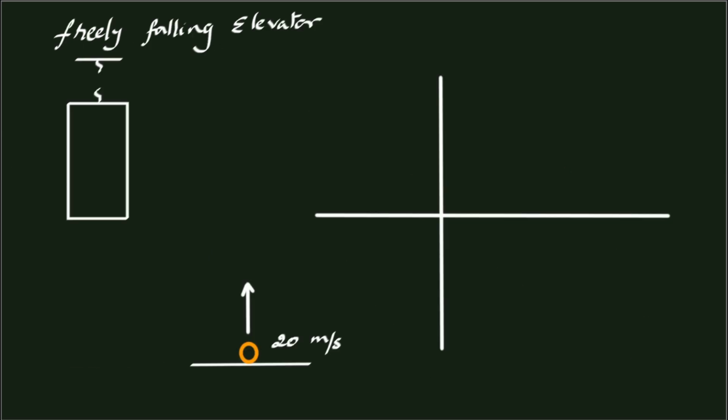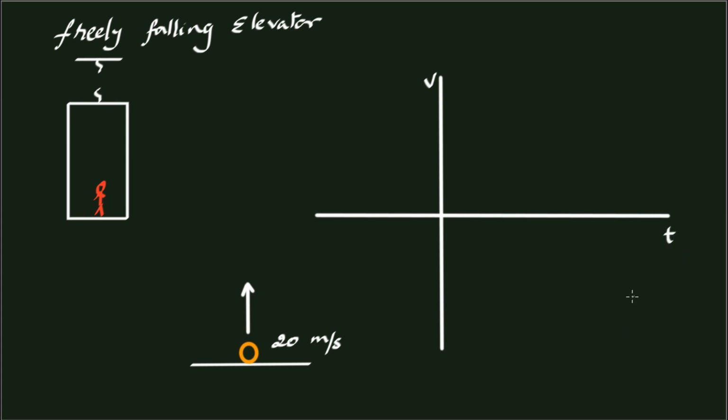Next problem. This is a very interesting problem. There is an elevator whose cable breaks. It's a freely falling elevator. Someone is inside the elevator, and at the instant that the cable breaks, that is, the elevator starts falling with an initial velocity 0, at that instant, a ball is thrown upward with a velocity of 20 meters per second. Question is, as seen from the elevator frame of reference, that is from this person's frame of reference, what is the velocity versus time graph?